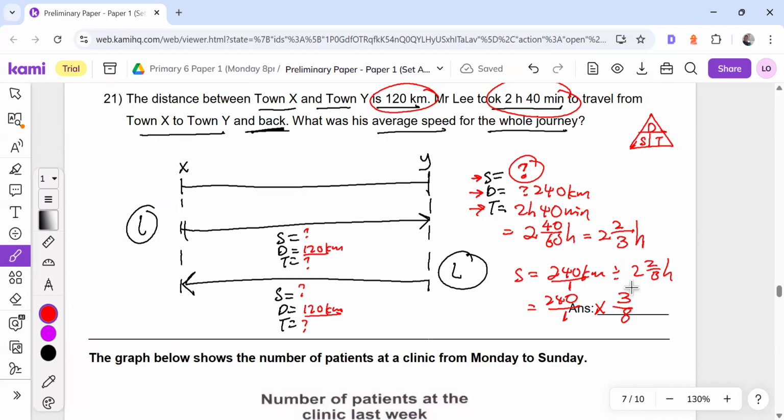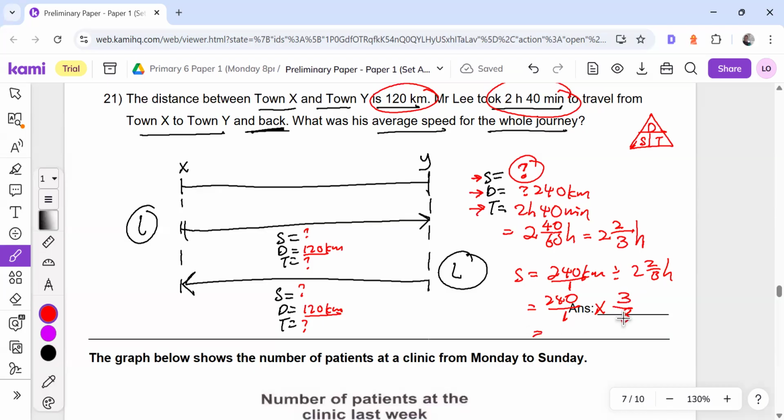Okay, one more time. If you see a mixed number, every time you multiply a mixed number or you divide a mixed number, change the mixed number into what? Improper fraction. So 2 times 3, 6. 6 plus 2 is 8 over 3. So you turn it upside down, becomes 3 over 8.